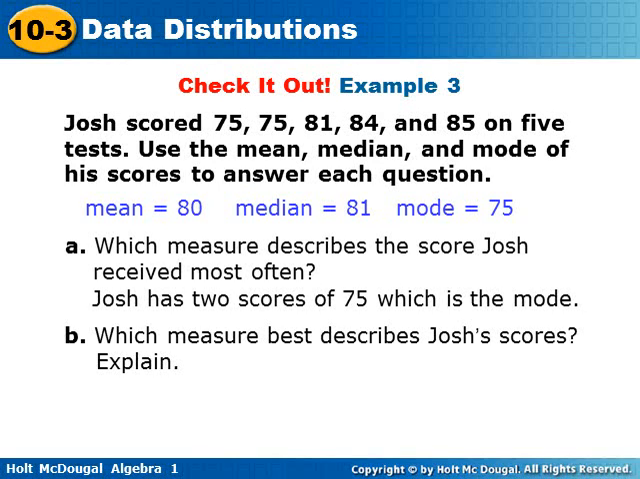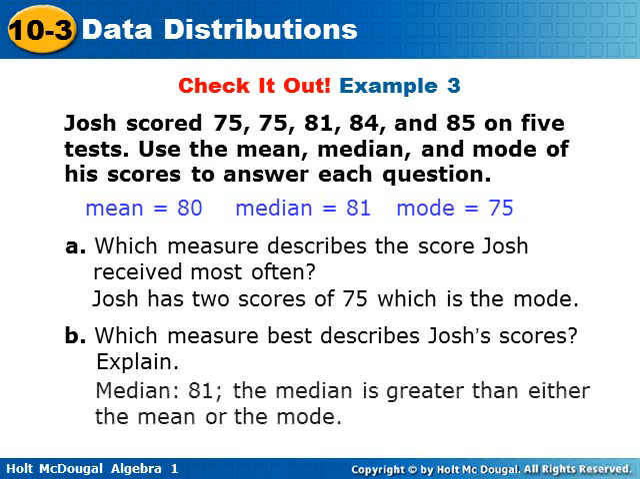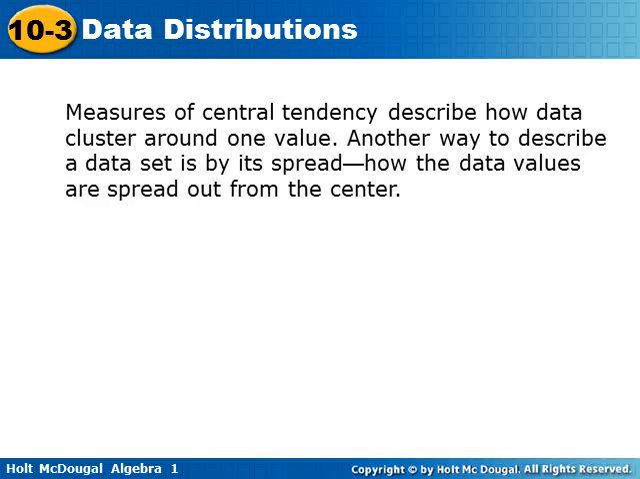B. Which measure best describes Josh's scores? Explain. The median, 81. The median is greater than either the mean or the mode. Measures of central tendency describe how data cluster around one value.